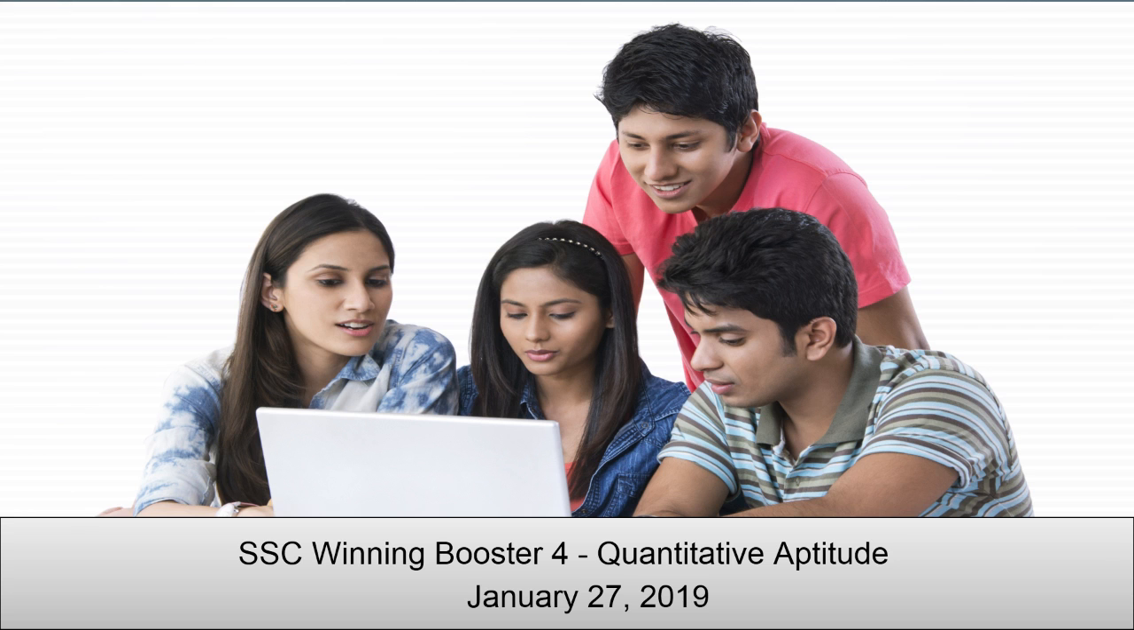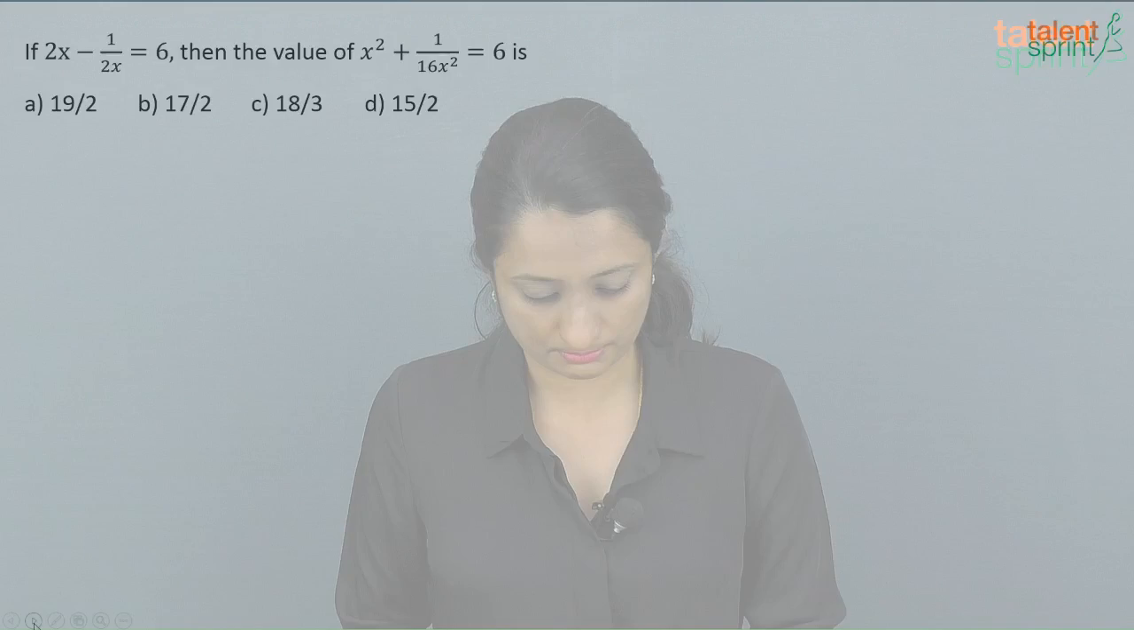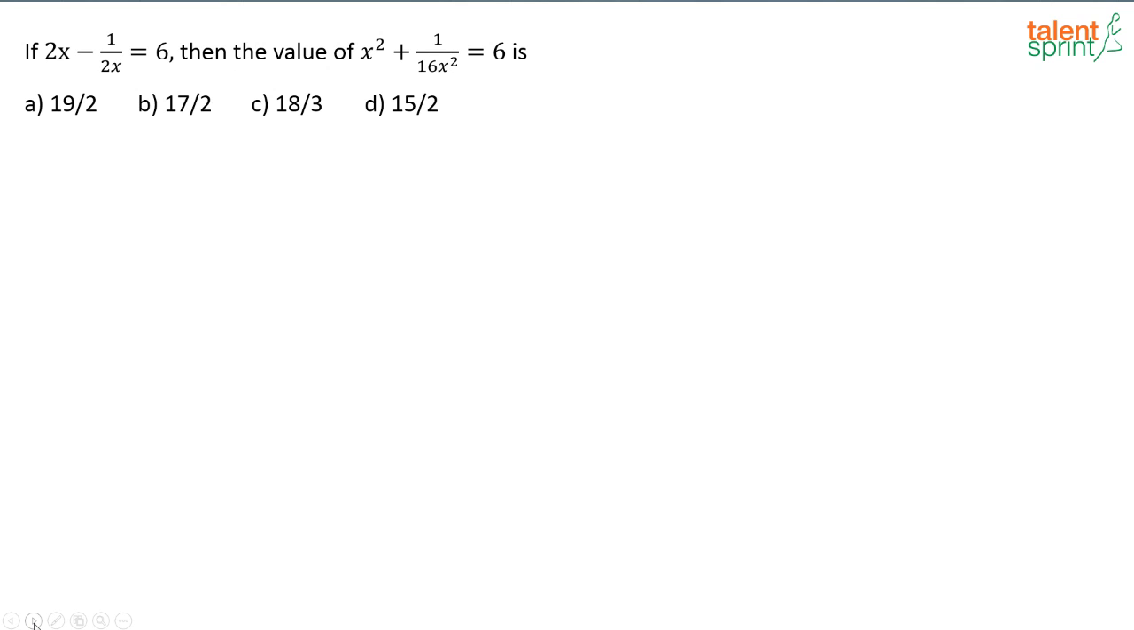The first question for the session is there on your screen. Go through the question, take the next 1 or 2 minutes of your time, solve the question and give me the answers. Once you give me the answer, I'll start solving the question. This question is on algebra. If 2x minus 1 by 2x is equal to 6, then the value of x squared plus 1 by 16x squared is equal to dash.